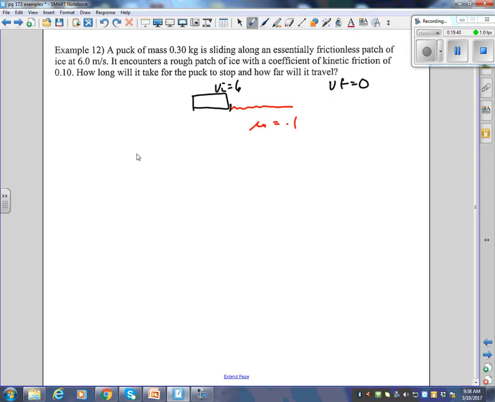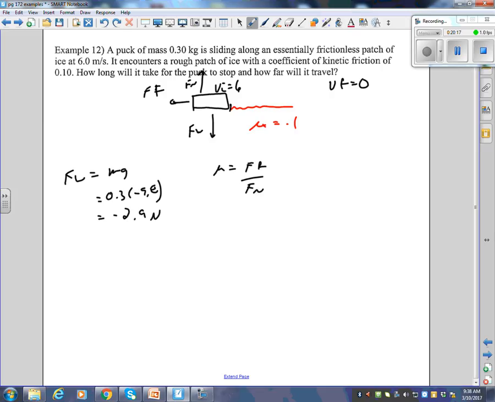All right, so we've got weight force, normal force, and I guess we have friction, and that's it, right? Oh yeah, so I think this is all doable here. Fw is equal to mg, 0.3 times minus 9.8, 2.9. Mu equals FF over Fn, 0.1. We're solving for friction force. I guess I should say the normal force is equal to positive 2.9.